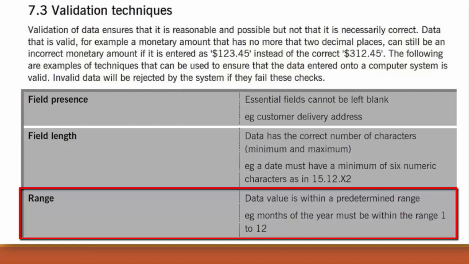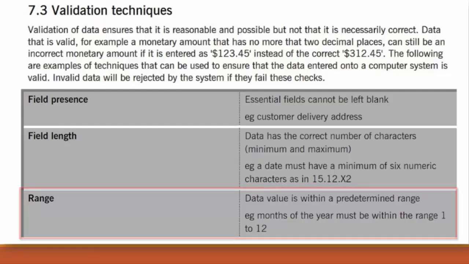Example 2. Employee hours worked. Allowed hours are between 0 and 80. You type 100 hours, invalid. Why is this important? This prevents unrealistic or impossible values. It also stops mistakes like typing extra zeros.